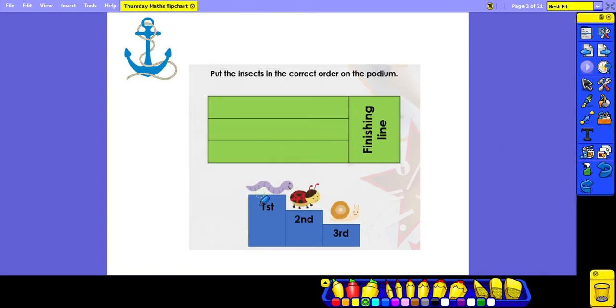Okay, so the worm came first, then the ladybird in second, and finally the snail in third.